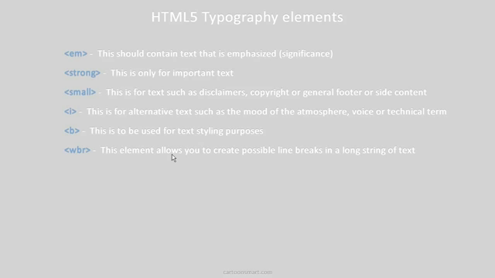So therefore what we need to do is create word breaks in there. So what it's going to do is break that word up into smaller sections so that the horizontal scroll bar goes away. So now let's actually put this into practice. Let me show you a quick example.